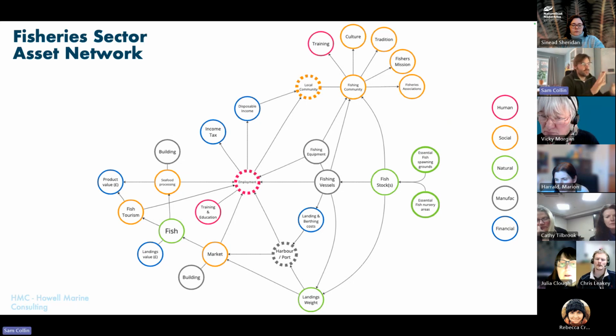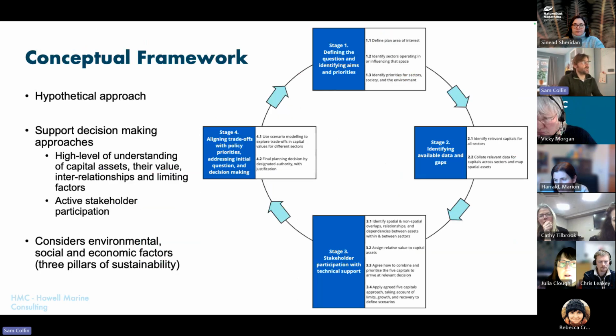So moving on from that approach where we get an understanding of the systems and how the capitals fit within that system and the interactions, we then moved on to developing a conceptual framework that can try and incorporate 5 capitals into decision-making processes. And so there are 4 stages to this.